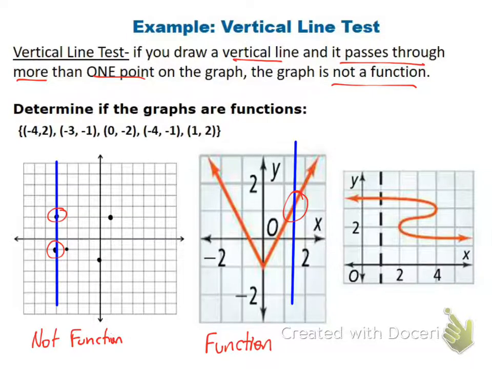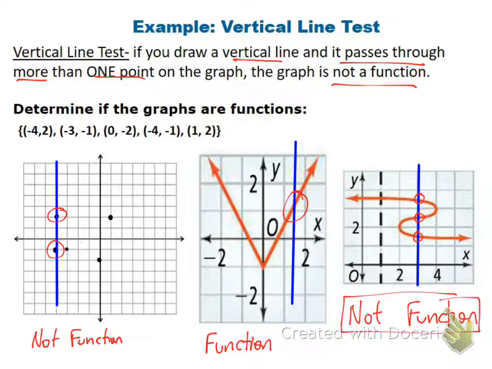And then the last one, again, I can just pick a point on here. It should be pretty easy to see that when I do it right there, I'm going to get it to touch 3 different times. So this one is not a function. Remember that it has to go all the way from left to right for it to be a function. All it takes is just one time where my vertical line touches it more than once for it not to be a function.